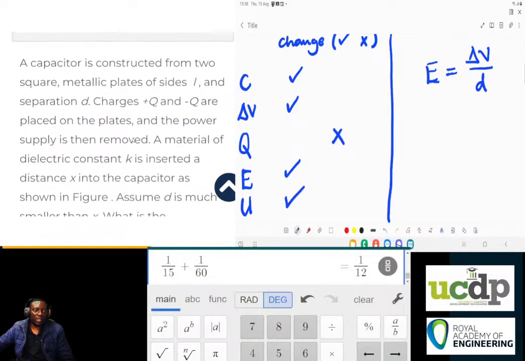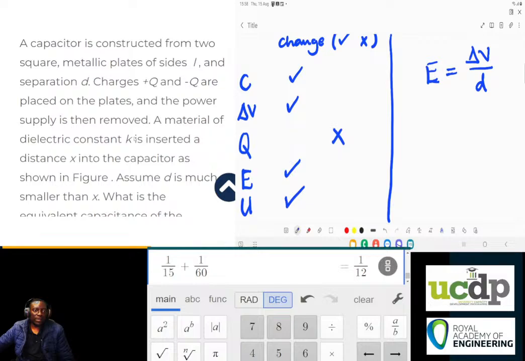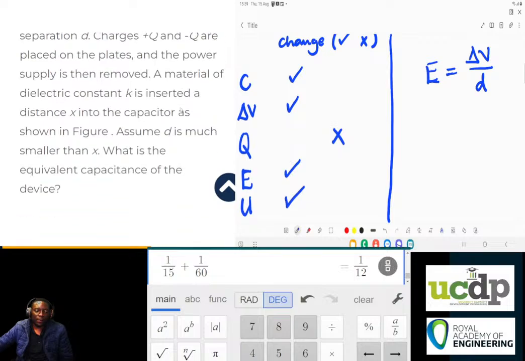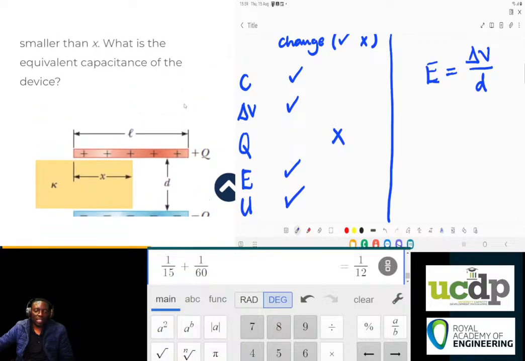But anyway, question number 23 goes: a capacitor is constructed from two square metallic plates of sides L and separation D. Charges positive Q and negative Q are placed on the plates, and the power supply is then removed. A material of dielectric constant K is inserted at distance x into the capacitor as shown in the figure. Assume D is much smaller than x. What is the equivalent capacitance of the device?